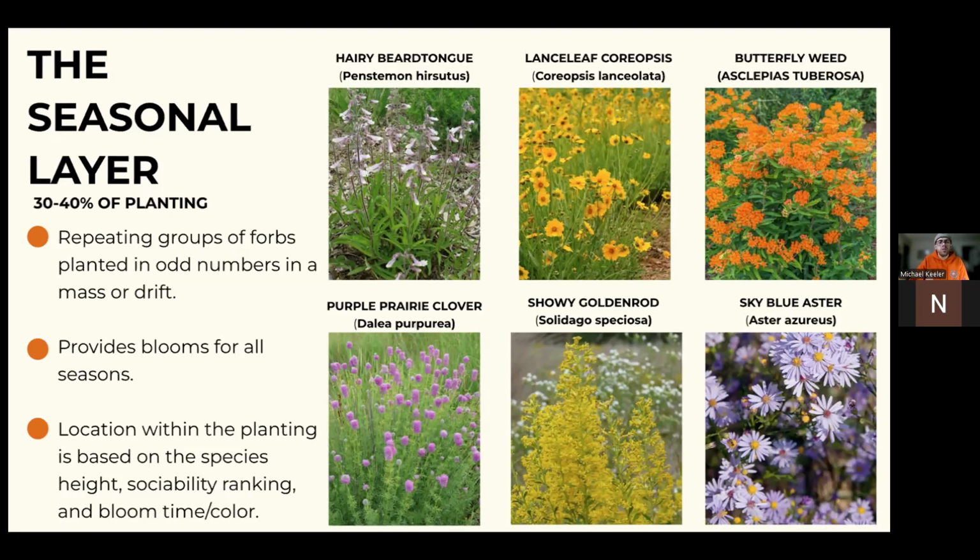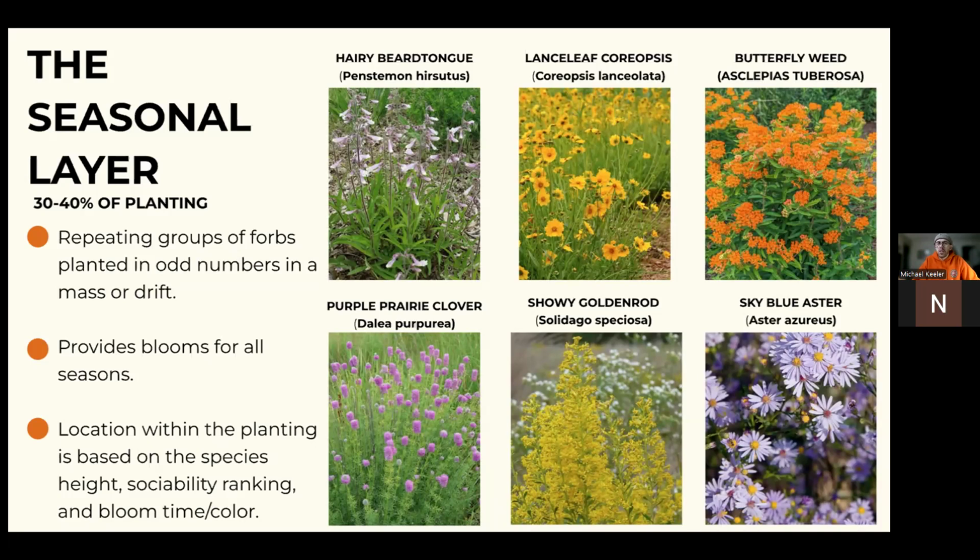What's great about it is that if you're using plugs, like I usually recommend, you already have to be patient, because we're talking at least a year before they really start filling in. But really, you're still looking at 2 to 3 years before this community forms itself. So we like to use repeating groups of forbs, again, odd numbers, planted in masses or drifts. We'll see an example on the next page, but a mass is just really a clump, a group. You can make it lagoon shape or round or however you want to do that. Just 3, 5, 7. And then drifts kind of snake through the landscape.